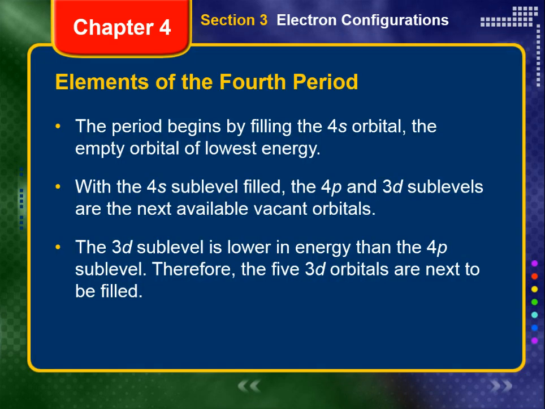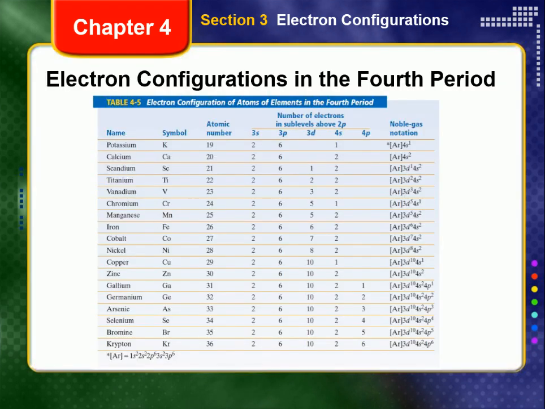Elements of the fourth period. The electron configurations of atoms in the fourth period elements are shown in table 4-5. The period begins by filling the 4s orbital, the empty orbital of lowest energy. Thus, the first element in the fourth period is potassium, K, which has an electron configuration of [Ar] 4s1. The next element is calcium, Ca, which has the electron configuration [Ar] 4s2.